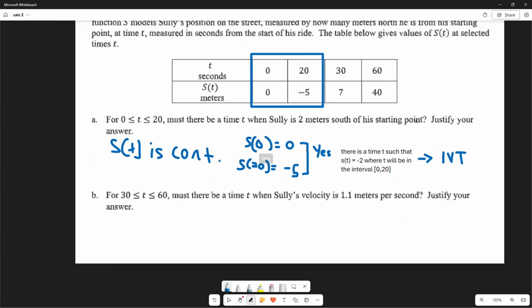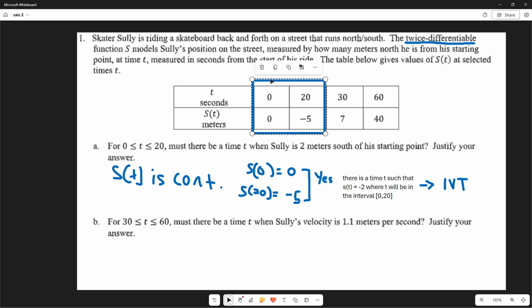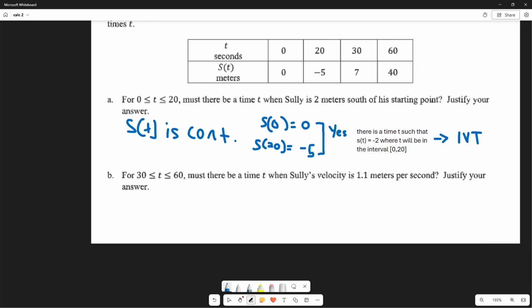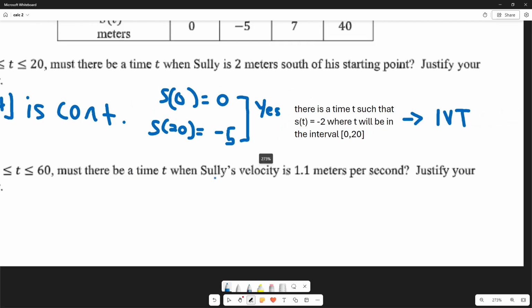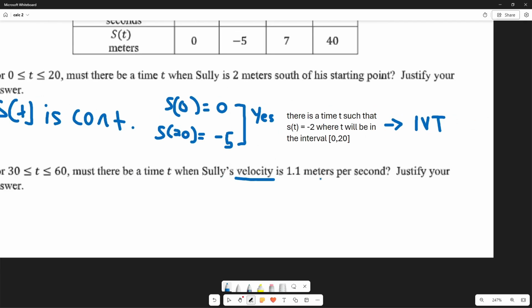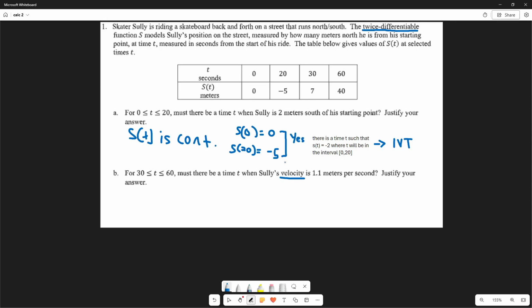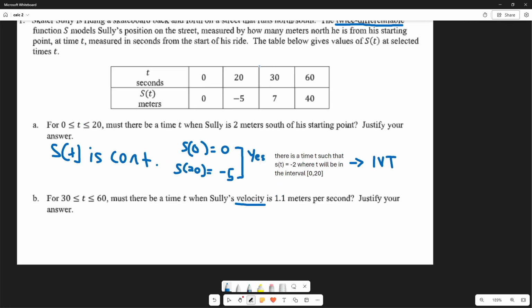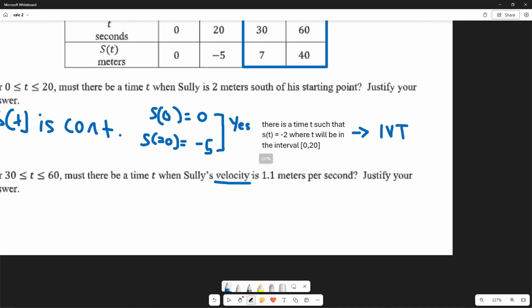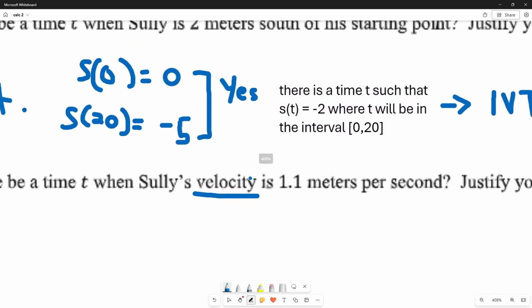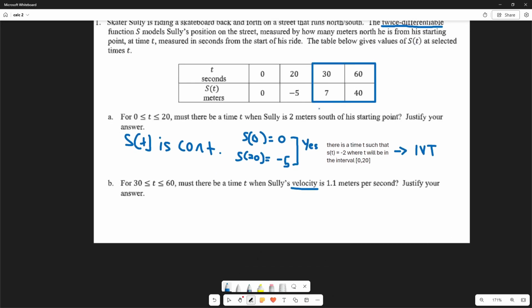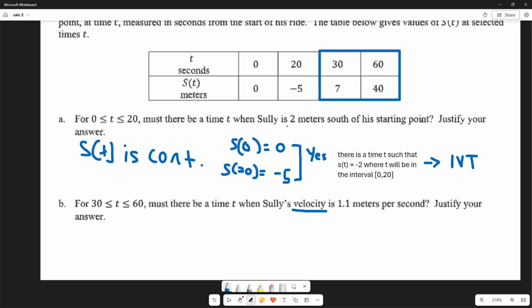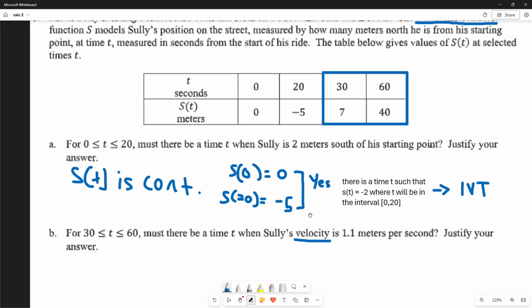B is going to be a little bit different. Okay, and then I'm going to remove that. Part B is asking, on the interval from 30 to 60 for time t, is there a time when Sully's velocity is 1.1 meters per second? Justify your answer. So we're going to focus on this time interval, and it's asking about Sully's velocity of 1.1 meters per second, which means our derivative, because our original function is position. So what I'm going to do is find the average rate of change.